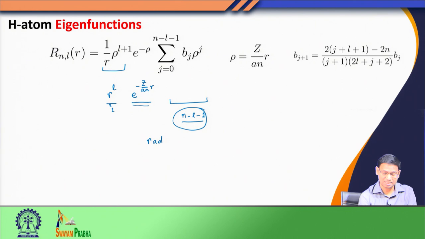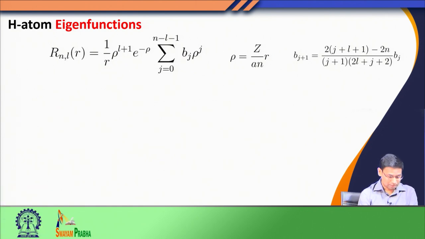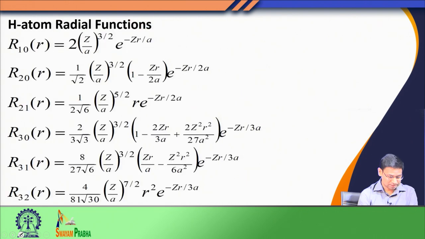So we see that from this series expansion, I am expecting n minus l minus 1 number of radial nodes in my orbitals. What we show here is the functional form of hydrogen atom's radial functions.